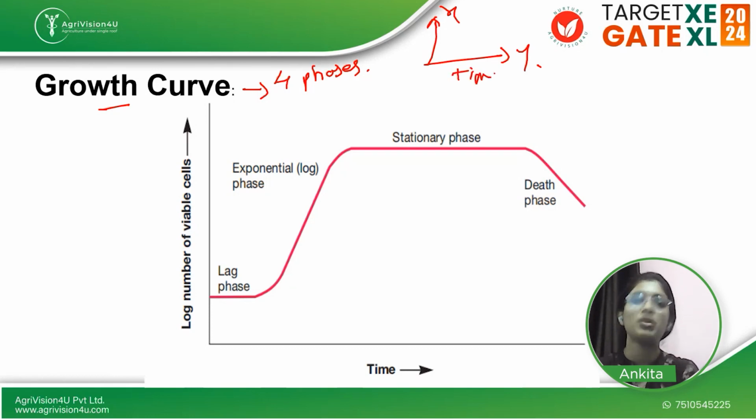On the y-axis, you will have the time. On the x-axis, you will have the log number of viable cells, meaning how your microbes are increasing. So that cell number you will have on the x-axis.